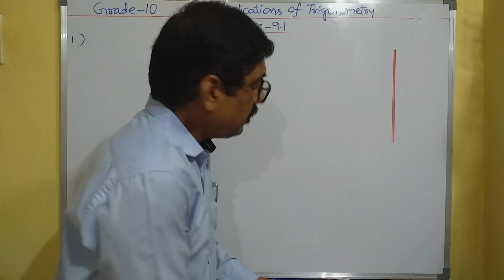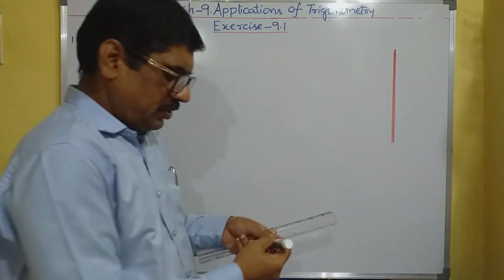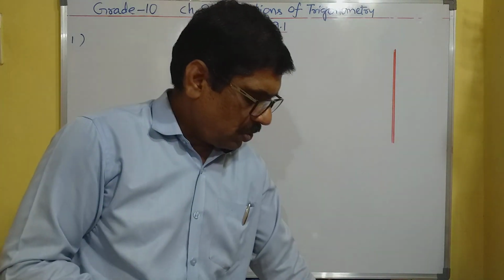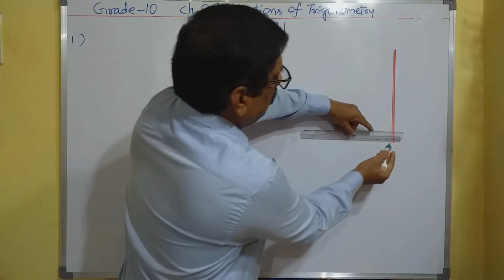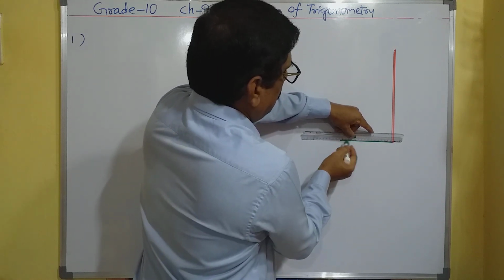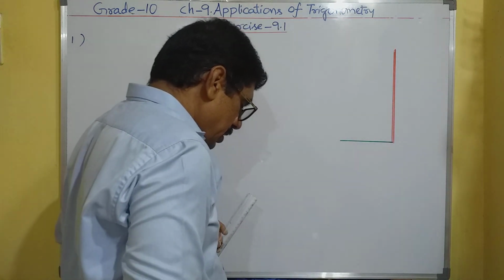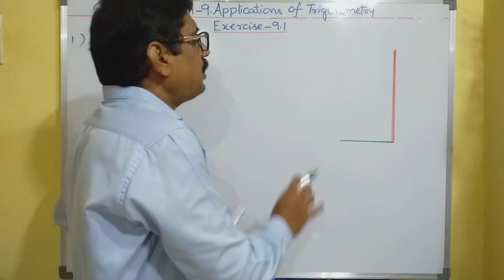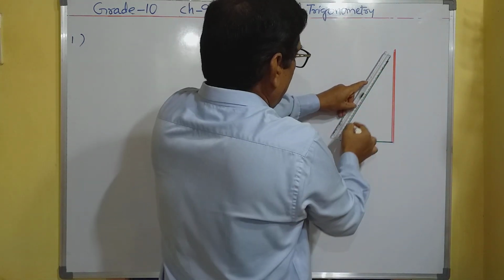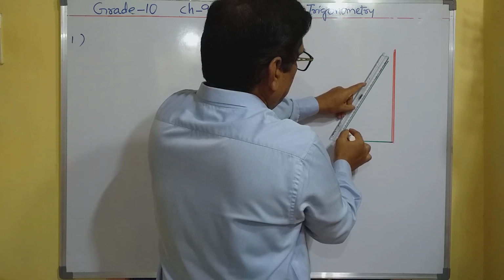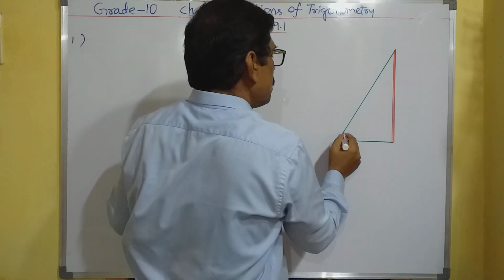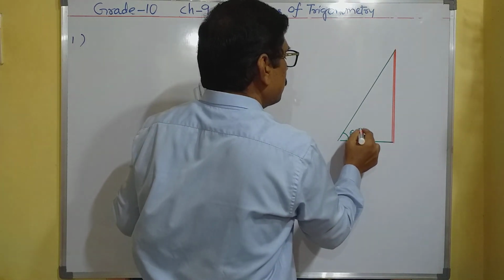Now, look at this. Here, there is a TV tower and it is at the bank of a river. Now, at the other bank, this is the width of the river, let us take. This is the width of the river. When we observe the top of the tower from this point, from the other bank of the river, the angle of elevation is 60 degrees.